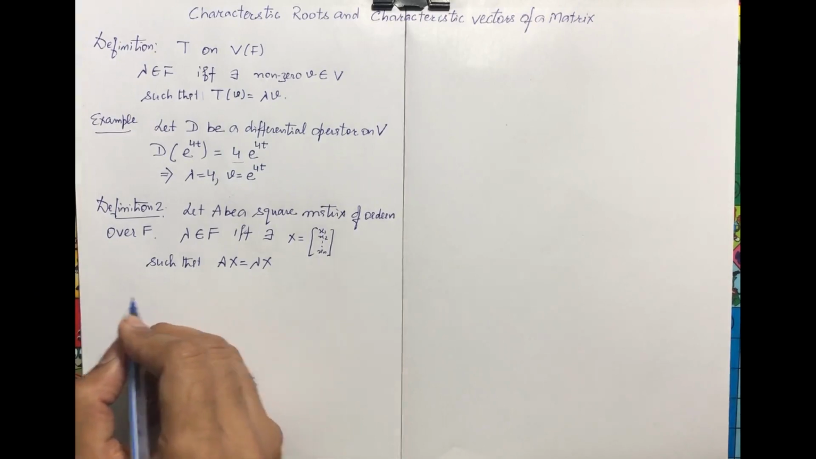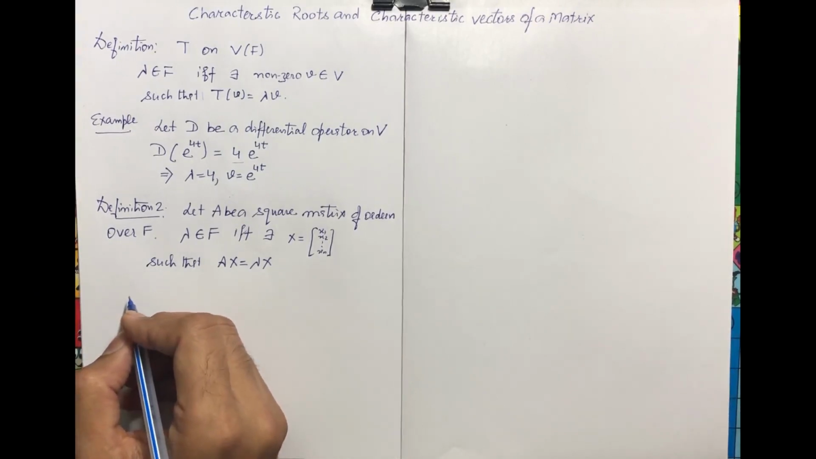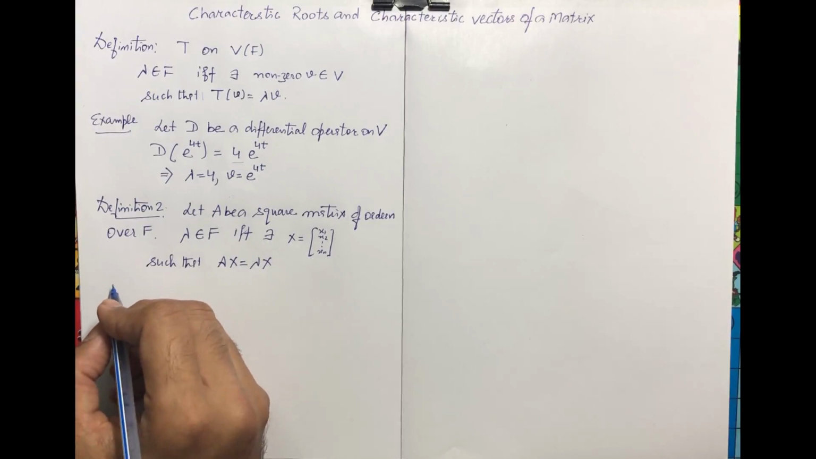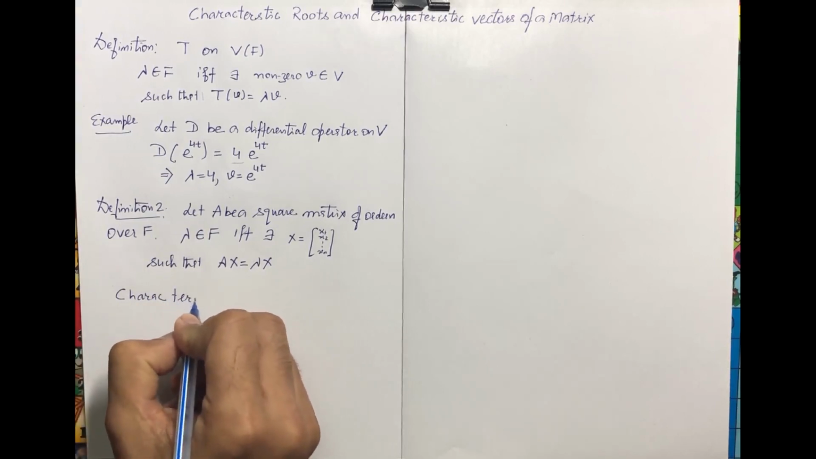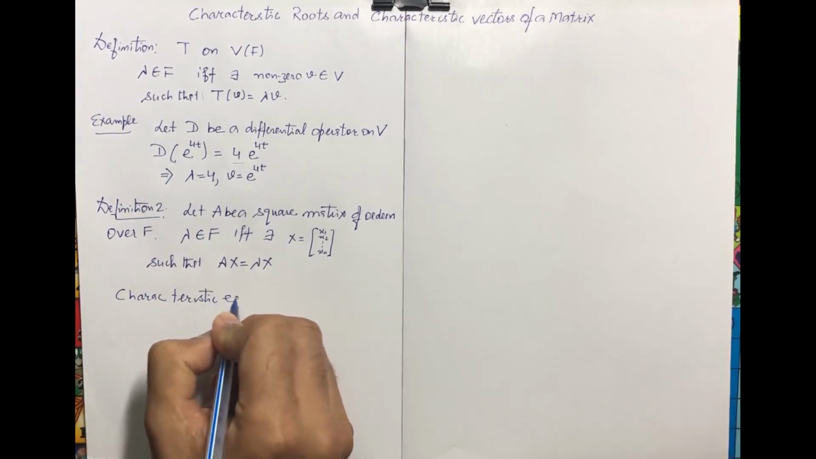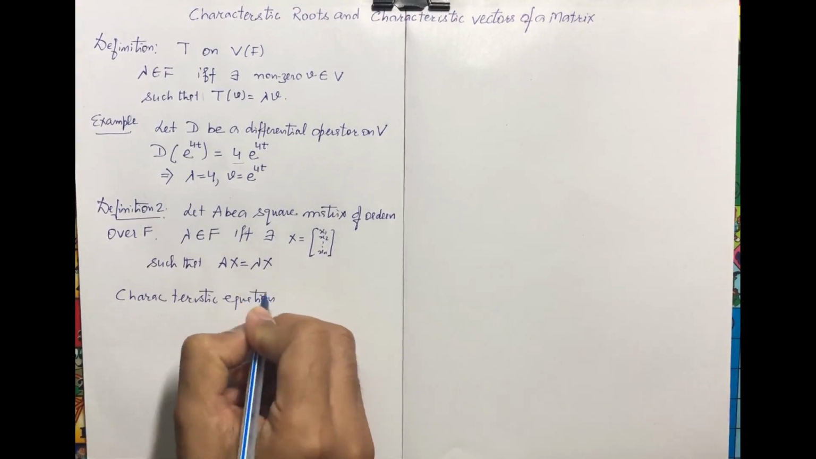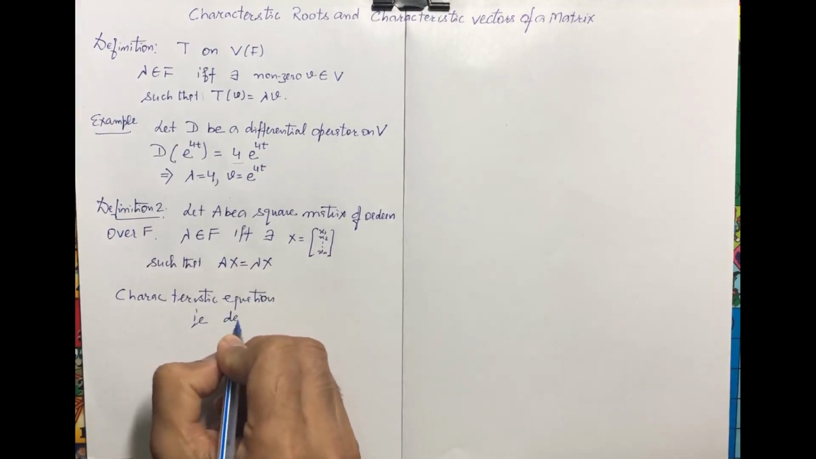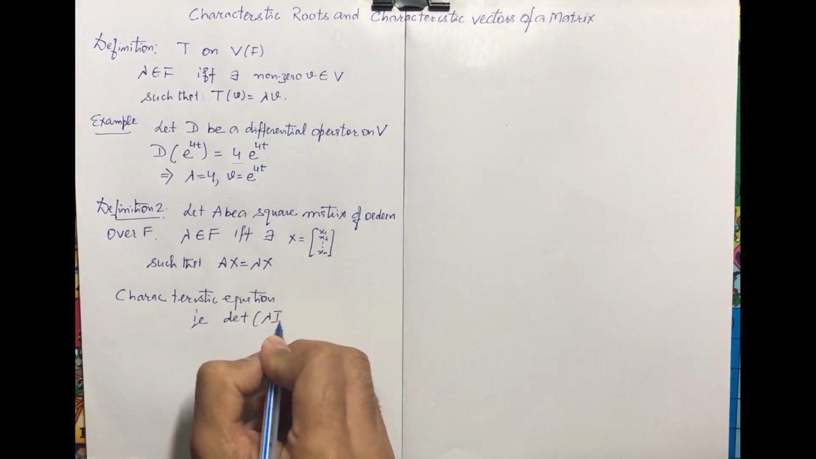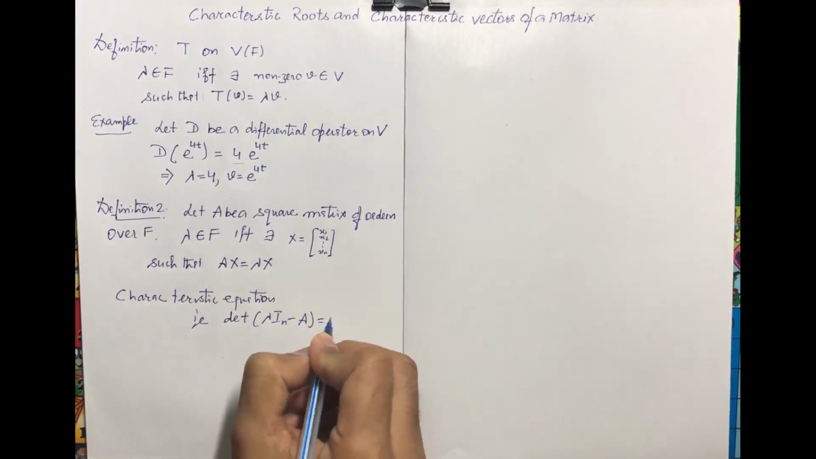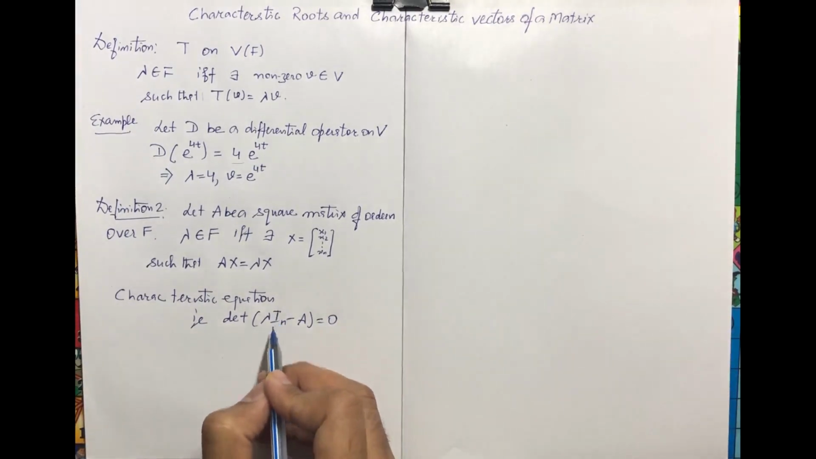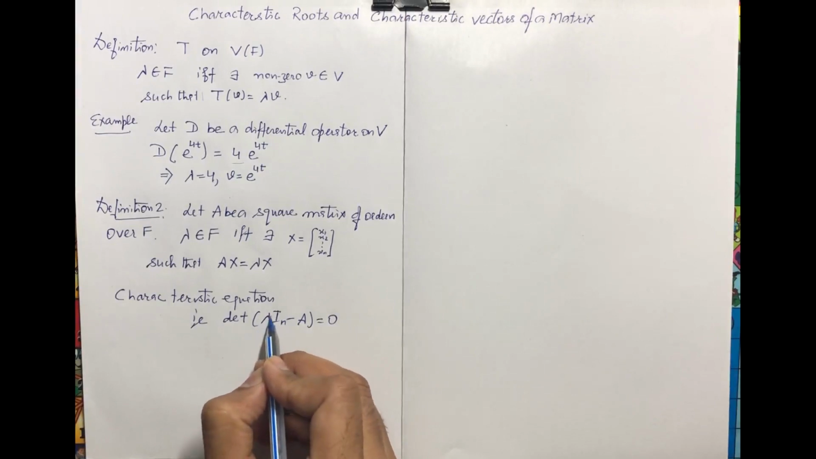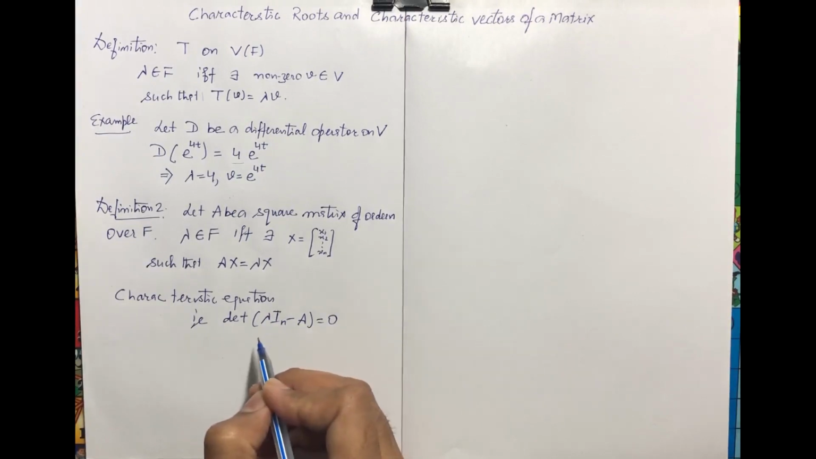So to find characteristic roots and characteristic vectors, we will find the characteristic equation, that is determinant of (lambda I minus A) equals 0. The roots of this equation are characteristic roots, and then putting the values of the roots here, we will get the corresponding characteristic vectors.